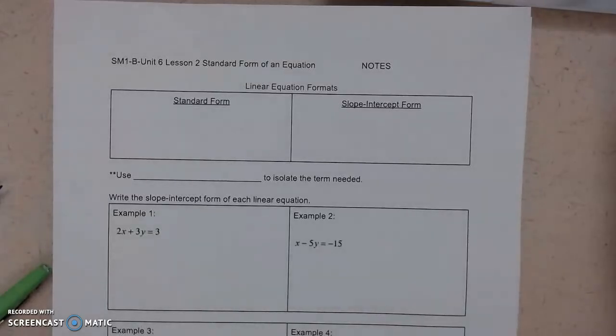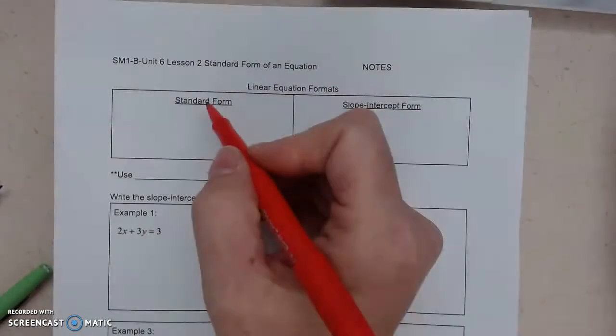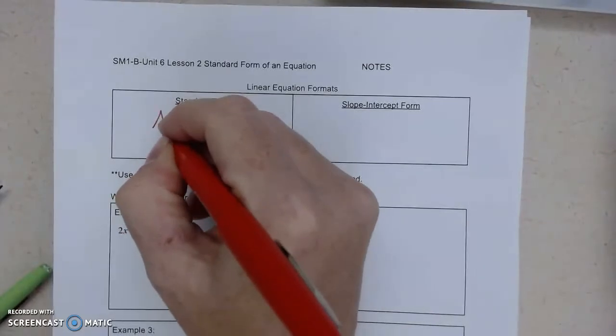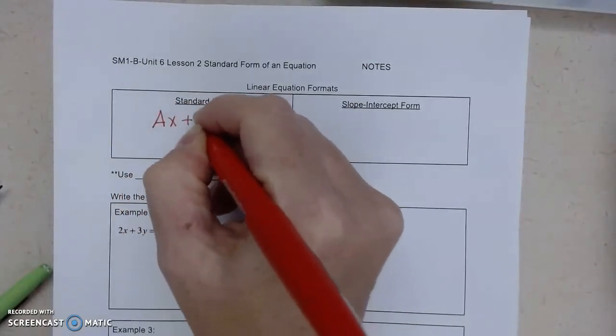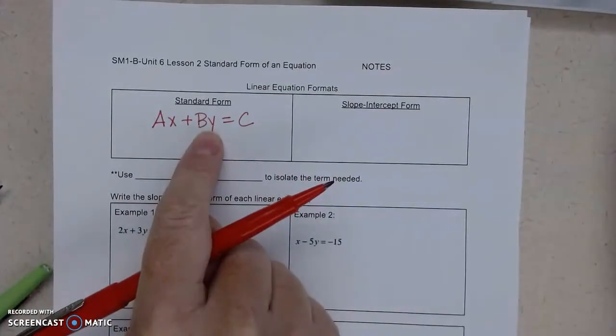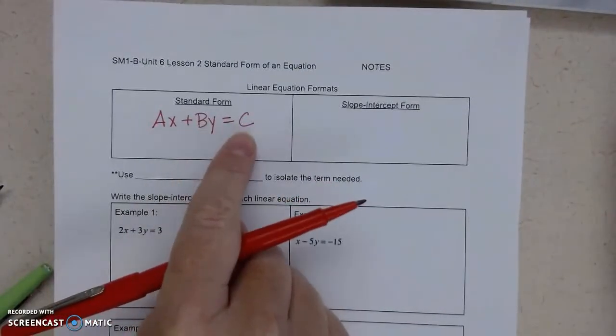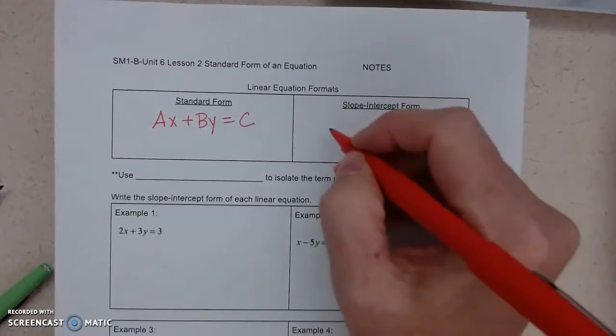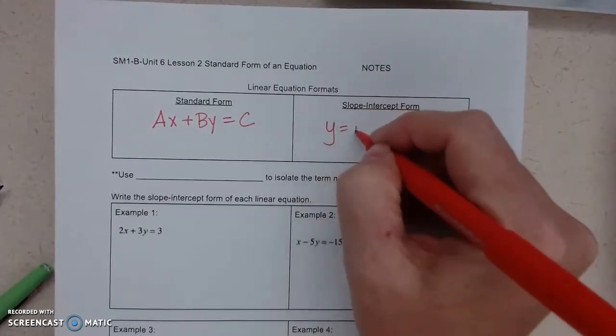Okay, let's talk about Unit 6, Lesson 2, standard form of an equation. The standard form of an equation will have x and y on the same side. So a and b are going to be coefficients of x and y, and c is going to be a constant value. Slope-intercept form is when y is isolated.